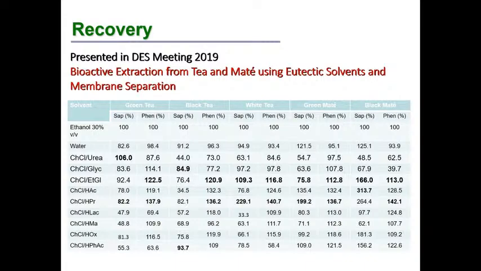I worked in this type of way, but instead of recovering using these methods, I tried membrane separation. So I tried here different types of tea and mate, so green tea, black tea, white tea, green mate, black mate, with different eutectic solvents, and comparing with water and ethanol, 30% in water, using that with comparison, all that with 100% of extraction, just to make it easy to compare.